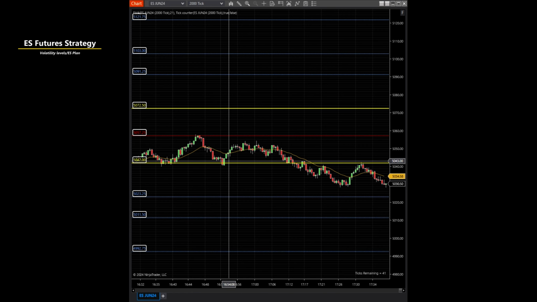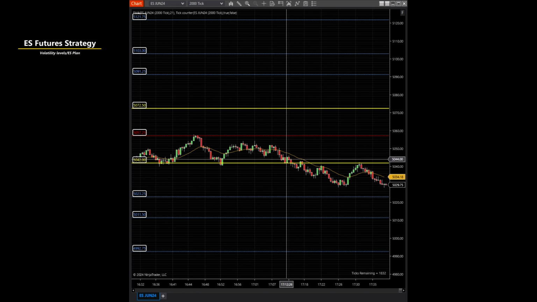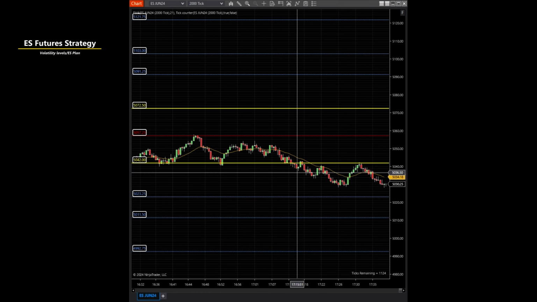If the index comes down to the lower yellow level and continues down at a distance of 2.25 points, so if the index goes down at 50.42.0 minus 2.25 points, that means if it tags 50.39.75, which is what happened here, that means that the level has broken. In this case, we reverse direction.